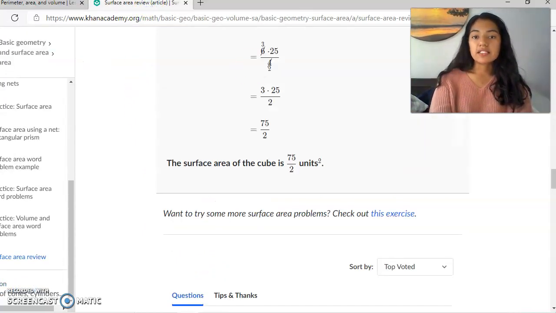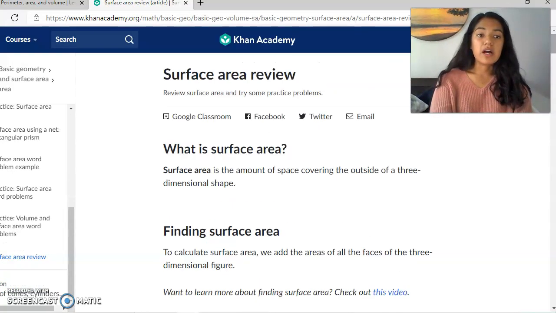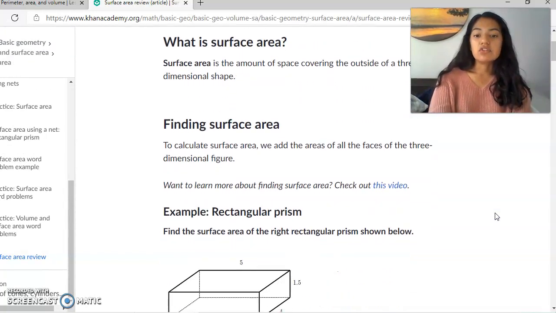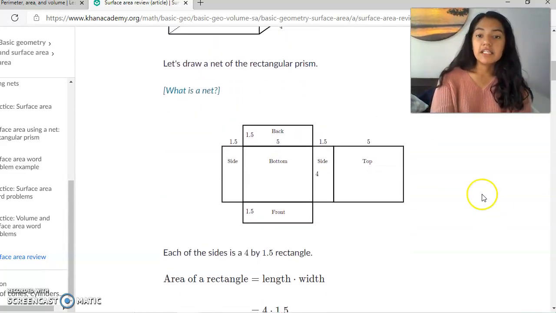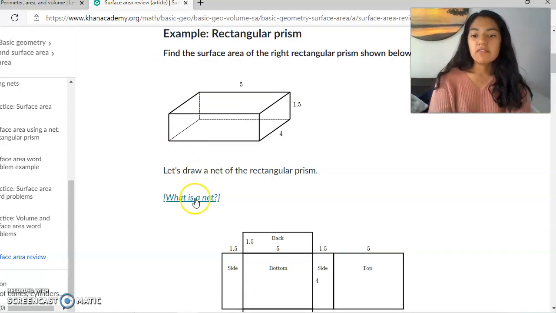Now I'll show you the activity for surface area, which, as I mentioned, is also found on Khan Academy. So it's pretty much the same setup. It gives you the definition of what surface area is. It tells you how to find it. It gives you an example. And right here, these blue letters, if there's some vocabulary that the student may not know, they have these links built into the activity.